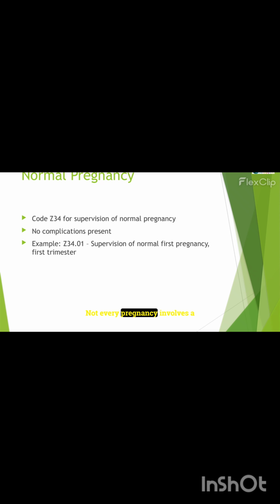Not every pregnancy involves a complication. For a routine checkup during a normal pregnancy where everything is progressing as expected, we use category Z34. For example, Z34.01 would represent the supervision of a normal first pregnancy during the first trimester. These codes are used only when no complications are present.